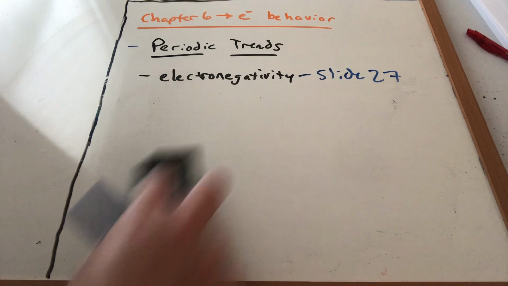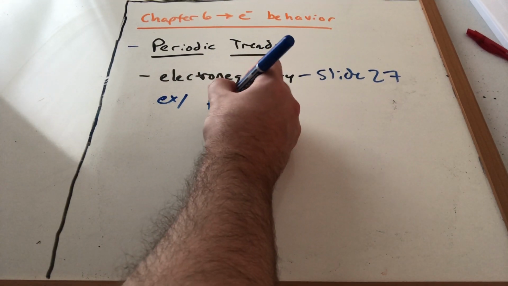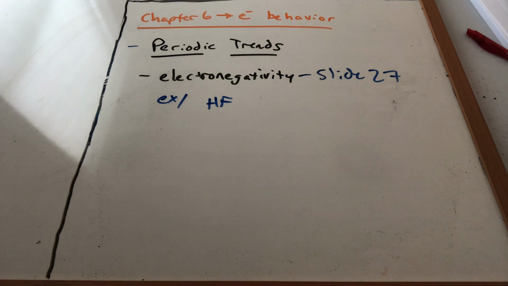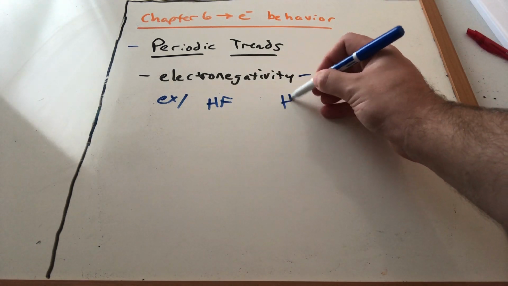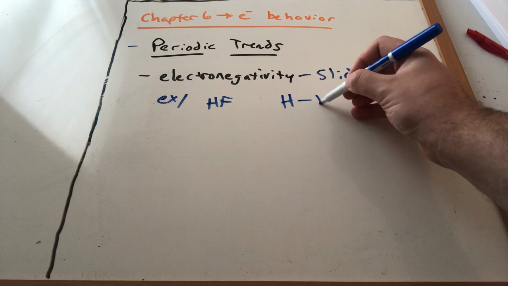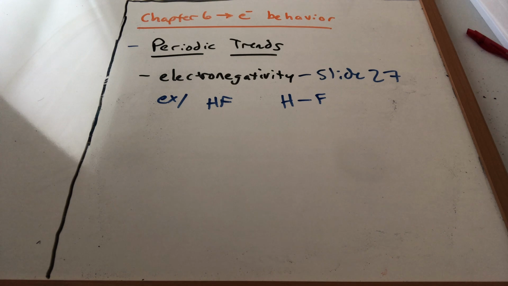Let's see what we mean with an example. So let's look at a simple example like HF. Now HF in the gas phase is not an acid. It's a covalent compound. And we're eventually going to see that we can draw a bond between H and F.